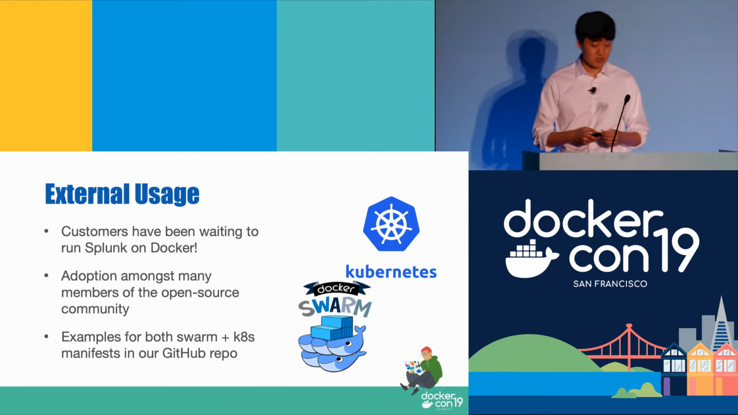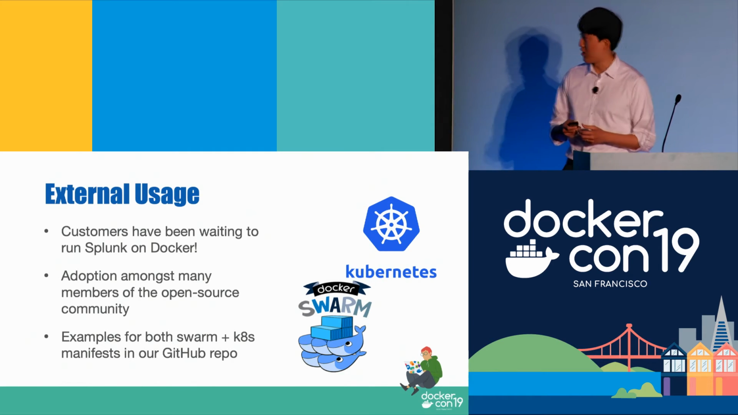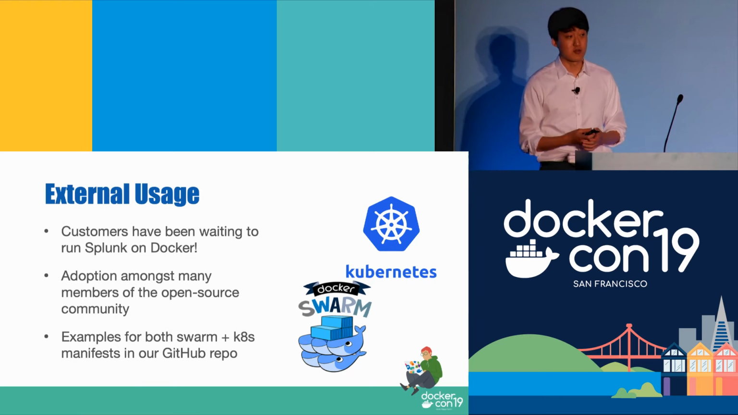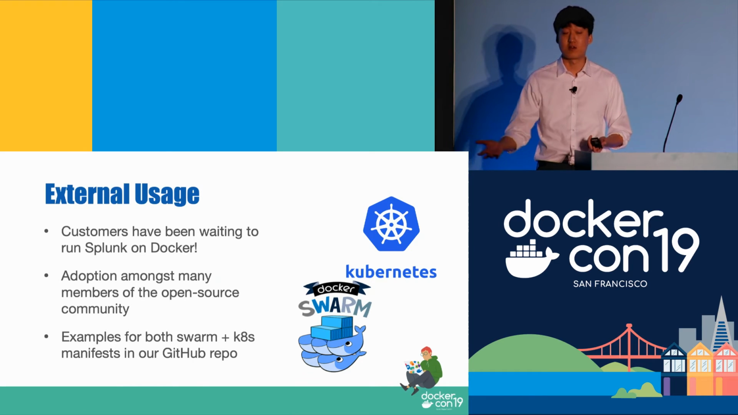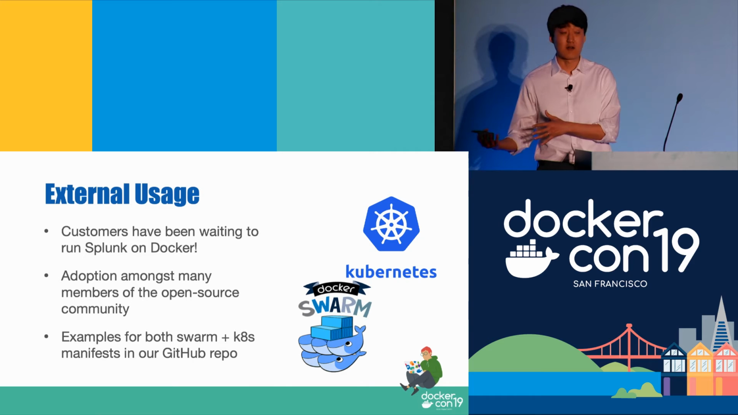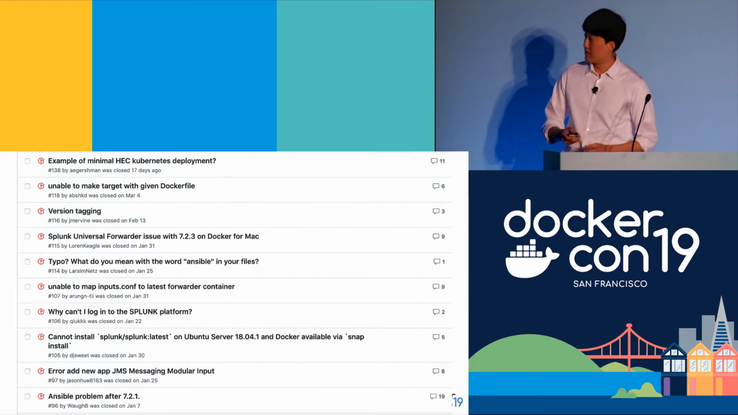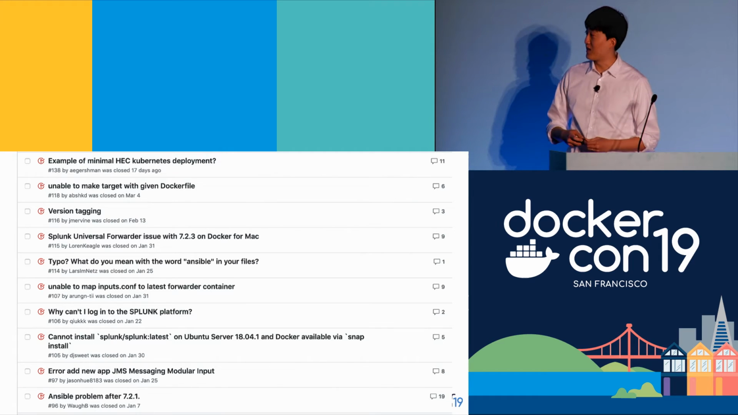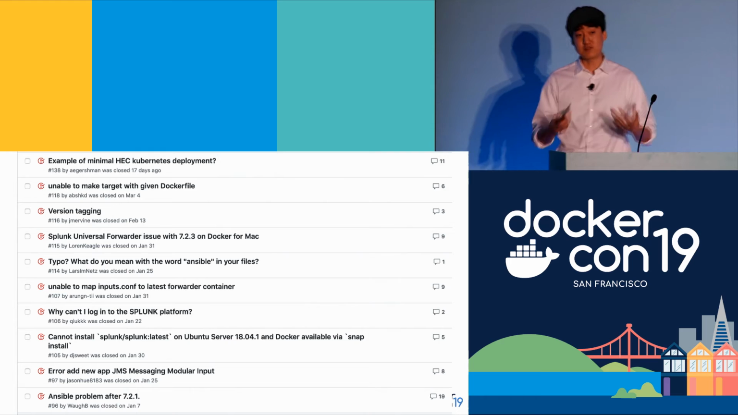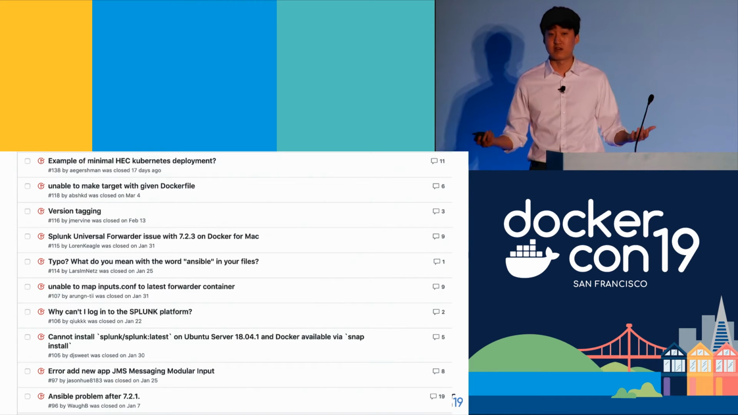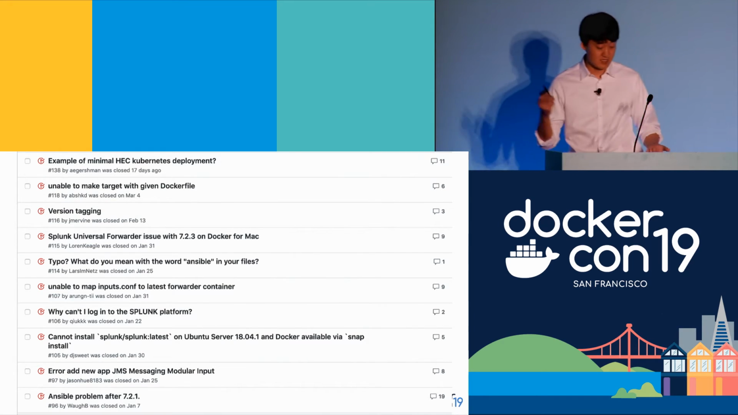And we also include examples for Swarm and Kubernetes. So Docker Compose or Manifest for Kubernetes, our customers can take it and just use it right away. So this is a snippet of how many issues we're getting on GitHub. And then we are able to address our customers' problems right away on GitHub because it's an open source project.